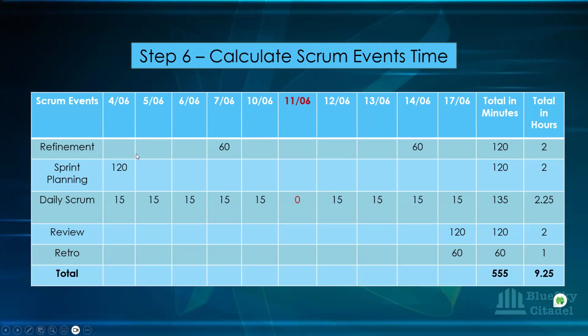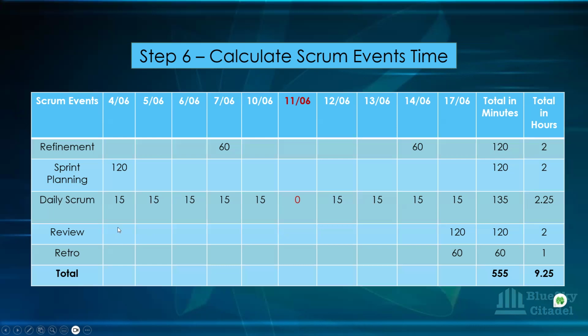So we're looking at refinement. They always have refinement twice, maybe every Thursday. So you can see there's 1 hour here for refinement, and another 1 hour here, so you have 2 hours there. You'll have your sprint planning, 2 hours at the start of the sprint. And then you have the daily scrum, 15 minutes every day. But remember, there won't be 15 minutes on this day because we're off. That's the bank holiday. So you have 15 minutes all through, and you're looking at 2 hours, 25 minutes.